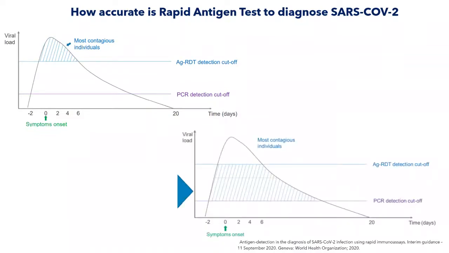This other graph shows the area with blue stripes between the respective cutoffs of PCR and antigen rapid detection test, which represents cases that could be missed if only a SARS-CoV-2 antigen rapid detection test is performed.